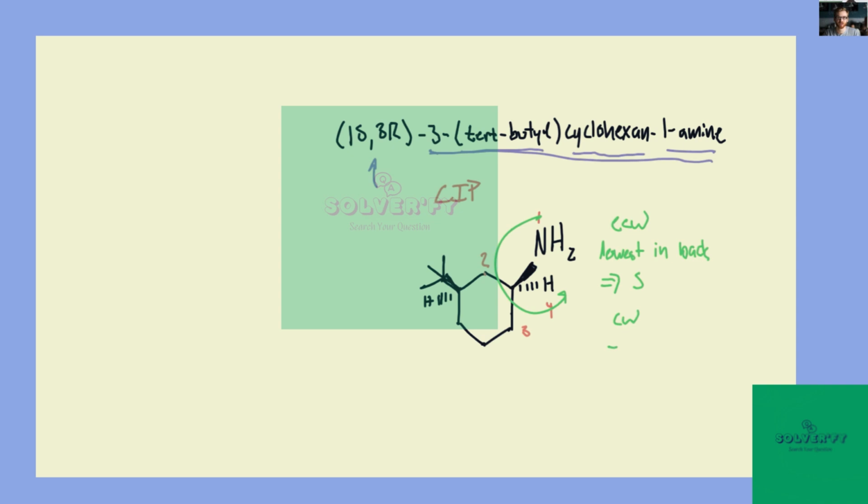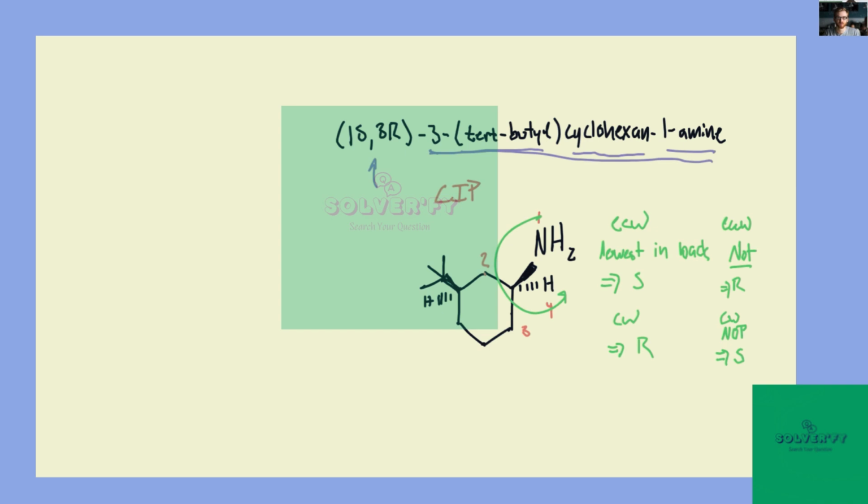Clockwise with lowest in the back corresponds to R, and counterclockwise with lowest not in the back corresponds to R, while clockwise with lowest priority not in the back corresponds to S. Okay, so there's the rules for reading the clockwise, counterclockwise, depending on the position of the lowest priority substituent.